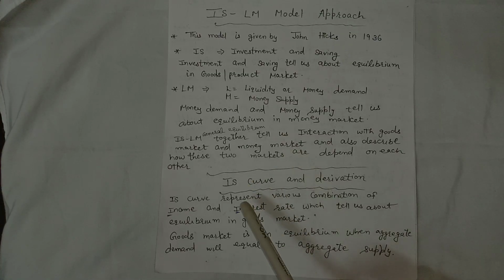So let's start with the IS curve and its derivation. I will give you an introduction of what the IS curve is and how it is derived with the help of a diagram. The IS curve represents various combinations of income and interest rate which tell us about equilibrium in the goods market. Listen carefully. The goods market is in equilibrium when aggregate demand is equal to aggregate supply.